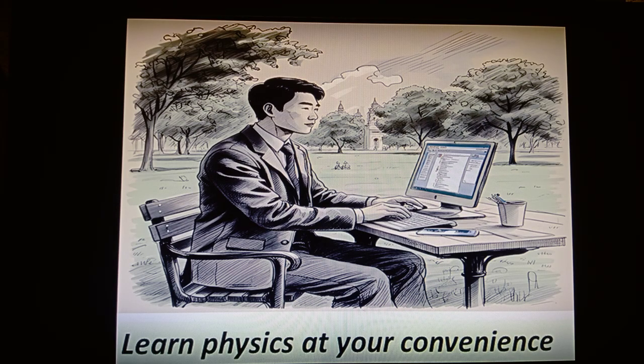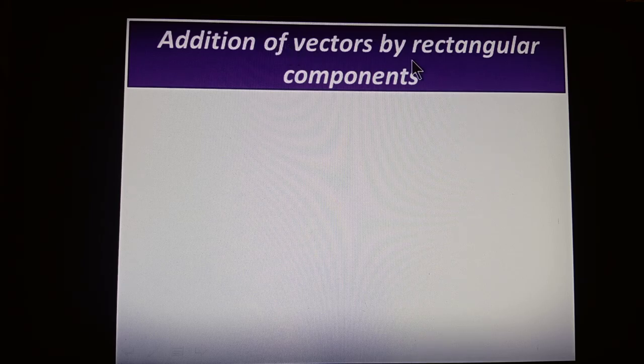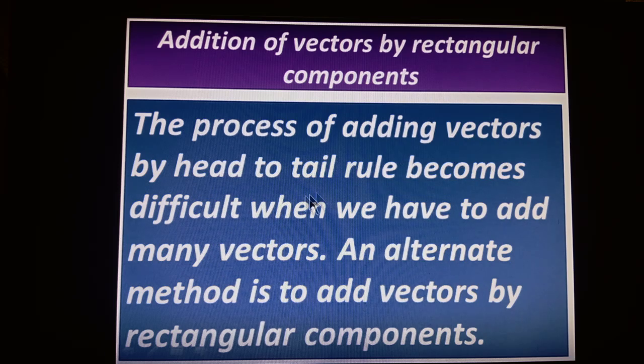Let us start our today's lesson. The topic is addition of vectors by rectangular components. Students, at school level you have studied that vectors are graphically added by head to tail rule. This process becomes difficult when we have to add many vectors. Therefore, an alternate method is to add vectors by rectangular components. Today, we will discuss how the vectors are added by rectangular components.